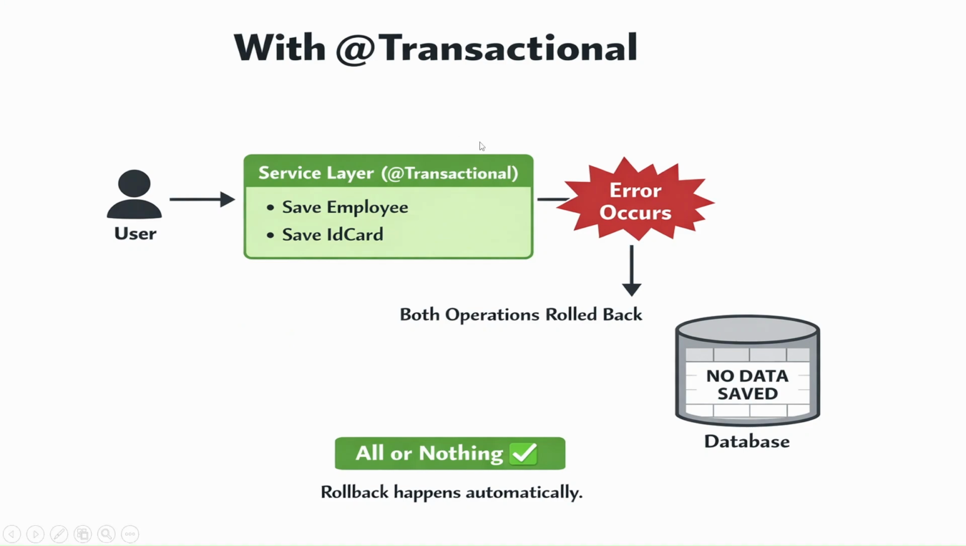So as per this slide, that was one of the examples. What we have just seen is that if the employee gets saved and then there is an exception, the employee will get rolled back. But what will happen when the employee gets saved, the ID card gets saved, and then an exception occurs? Then both entities, employee and ID card, will get rolled back. All right, let me show you this example.